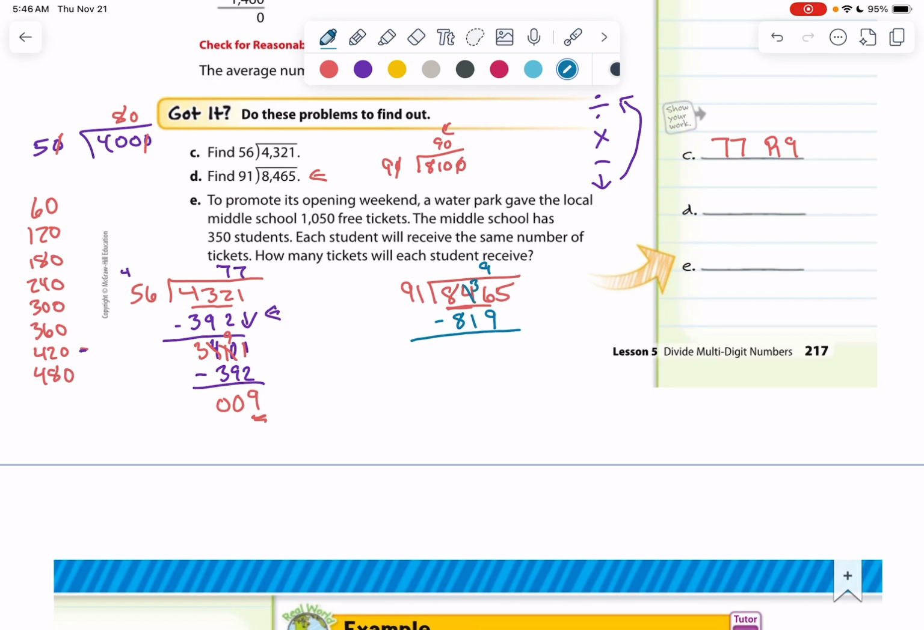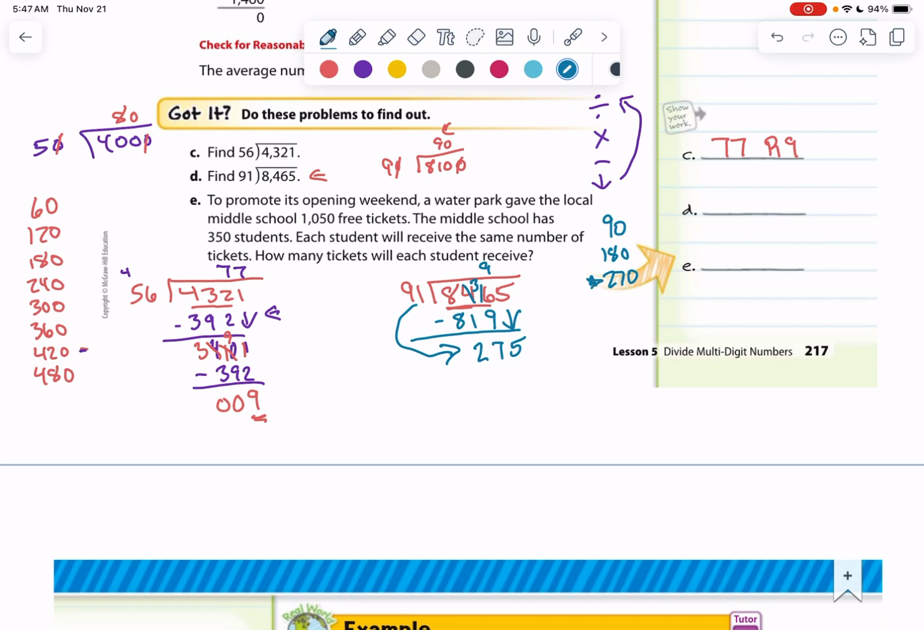Let's see here. 16 take away 9 is 7. 3 take away 1 is 2. Bring down 5. Now we're thinking about 91 into 275, and it might be useful to skip count by 90s. So 90, 9 times 2 is 18, so 180. 9 times 3 is 27, so 270. Oh, I think this might be it.